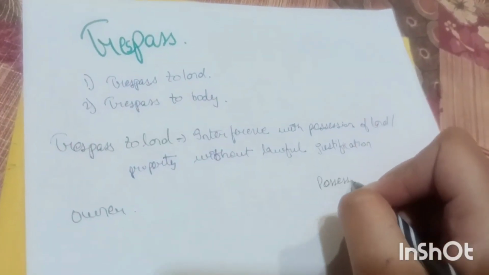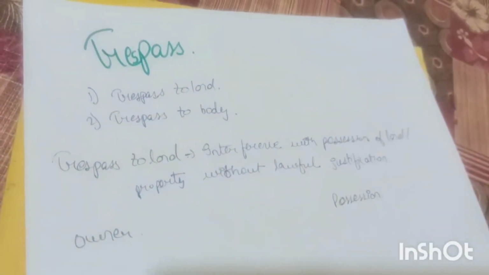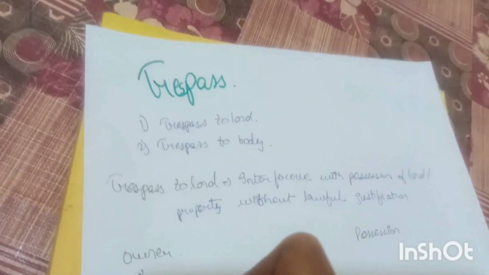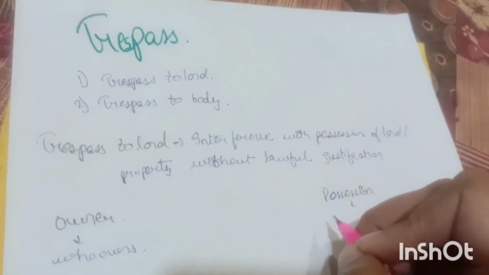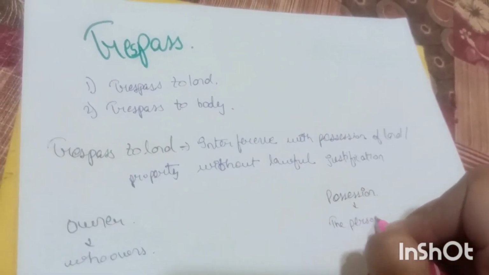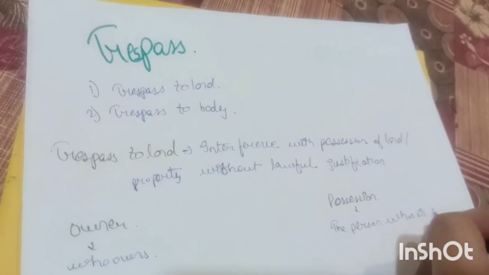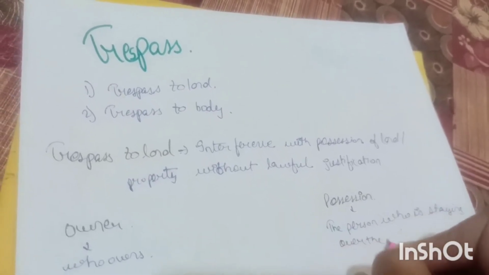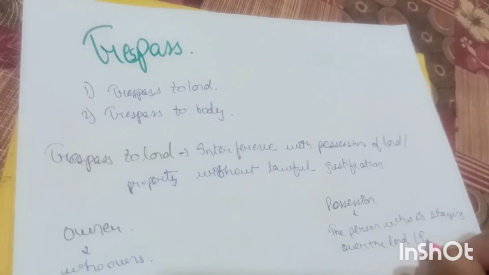Okay, so owner means whose land it is. Who owns the land. And possession means the person who is living over there, the person who is staying over the land. You can see such as tenant.